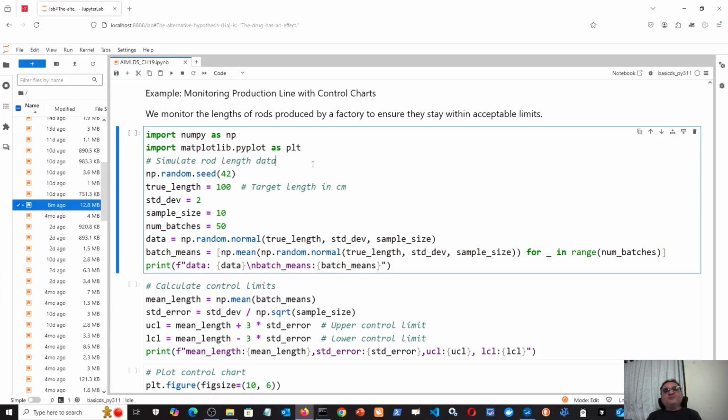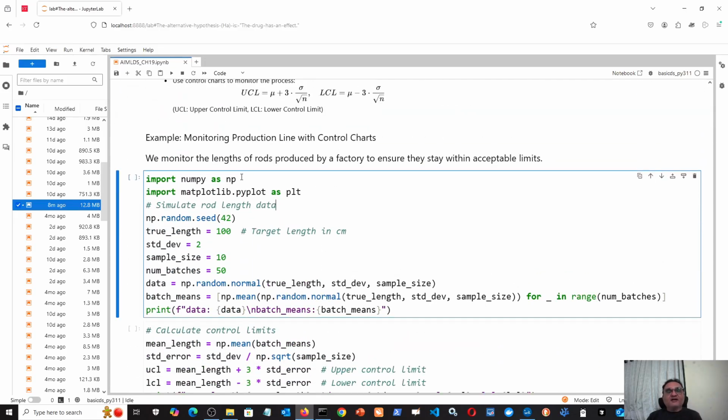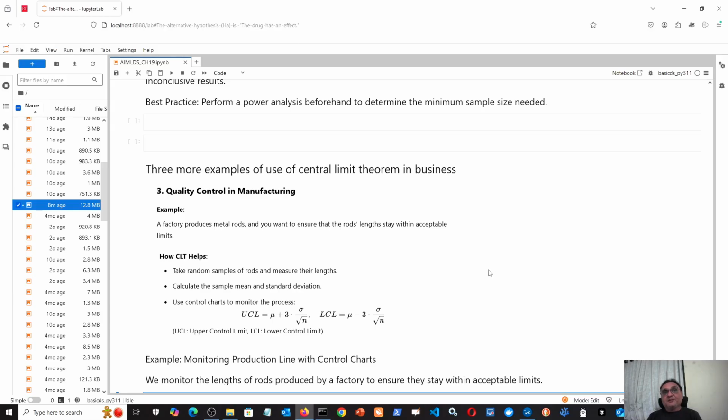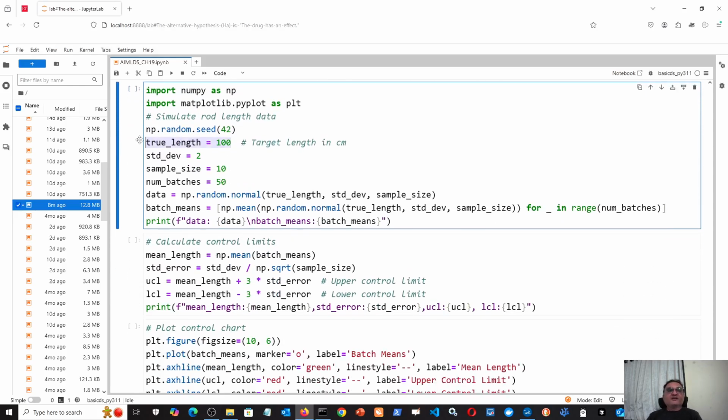Now let us try to simulate the process. Simulate means imagine that you are standing in the factory and actually doing the experiment. So we import the standard libraries, and you have decided that the true length should be 100 centimeters. That means the entire population of that 0.1 million rods produced per month should have a length of 100 centimeters on average. So that is your true mean, 100.